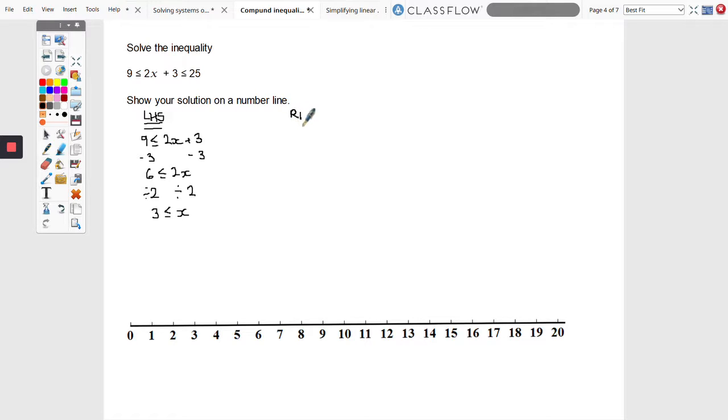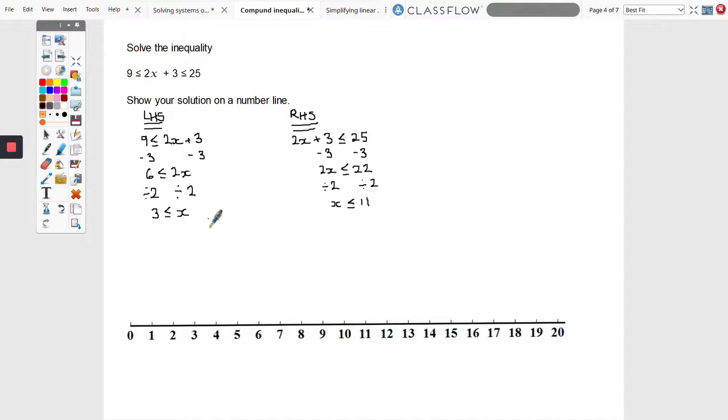Now I'm going to look at the right hand side of the inequality. So now I'm going to solve the inequality 2x plus 3 is less than or equal to 25. And I'm going to go through exactly the same steps that I went through with the left hand side. So I'm going to subtract 3 from both sides. So that will give me 2x is less than or equal to 22, and then I'm going to divide both sides by 2, and that's going to give me x is less than or equal to 11.